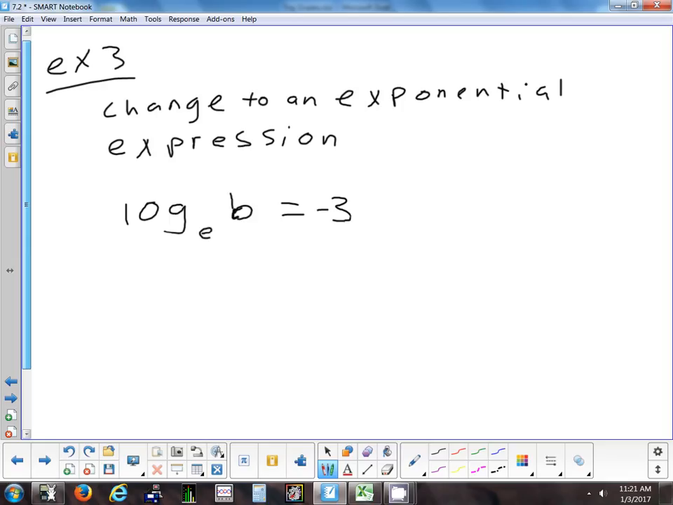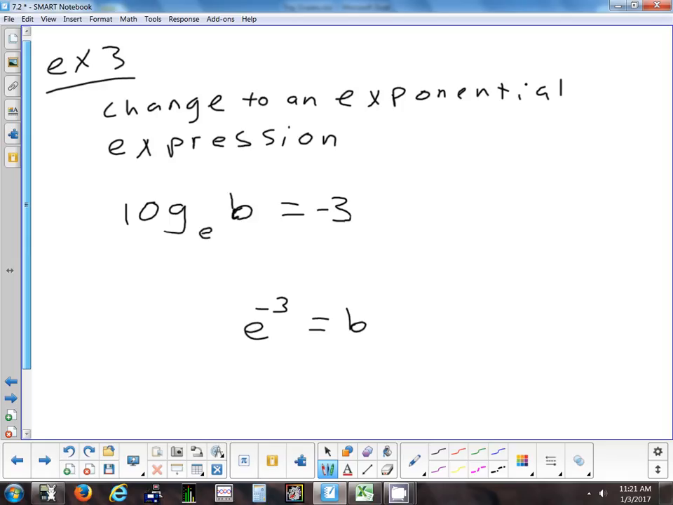So Rebecca, what's my base here? Yeah, e. And how about Marquise? What's my exponent? Yep, -3. And that's going to equal, Kyle, what haven't I used? B.